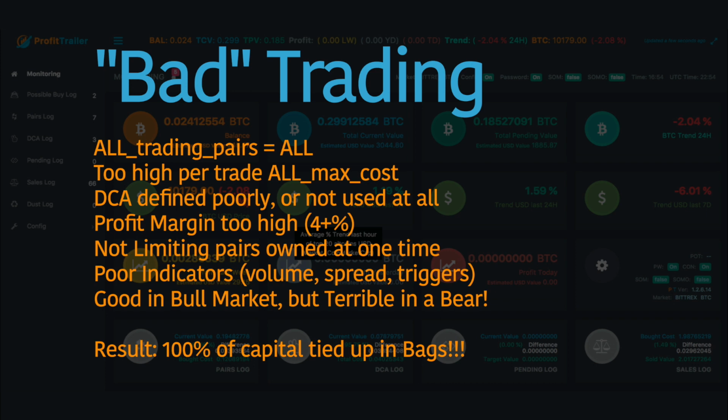So basically, people are buying with those settings. They're buying crap coins, and they get a bunch of very high bags very easily if the market turns bad. When the market does turn bad, you get 100% of your capital sucked into bad purchases, and the bot keeps on buying when the market is tumbling down. So what we want to do is avoid that.